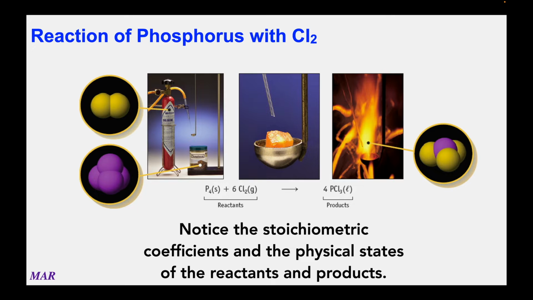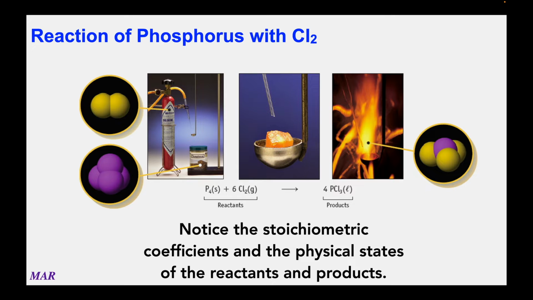Phosphorus, which is actually P4 in the real world, is a solid. You're going to add that to chlorine gas. You can see there's a G right there. And that's going to make phosphorus trichloride, which is a liquid. And sometimes you see that fancy cursive L right there for liquid. Sometimes you see just a regular lowercase l, but they're all the same.